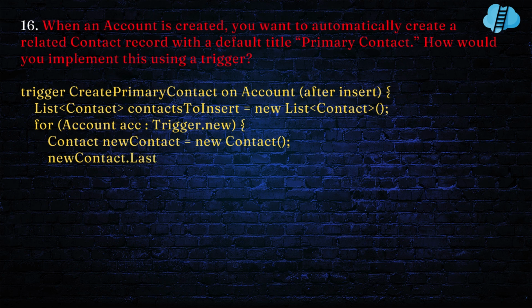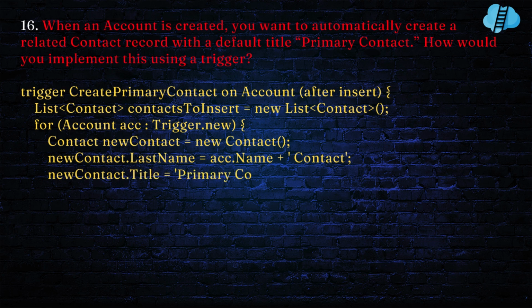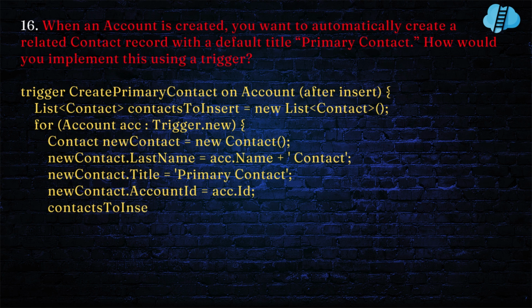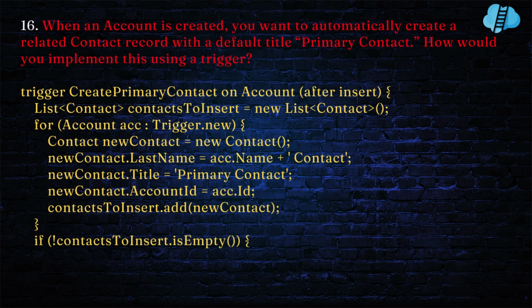Initialize a List<Contact> contactsToInsert to store the contacts. This is crucial for bulkification. Iterate through all the account records that were just inserted. Trigger.new contains the new records. Add each new contact to our list. Check for null and insert the records.